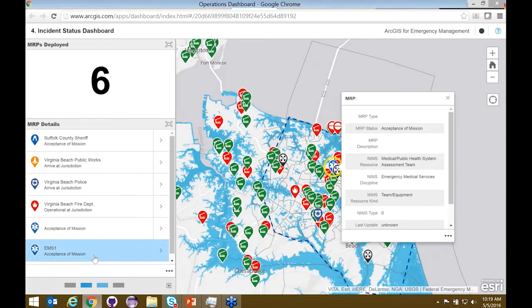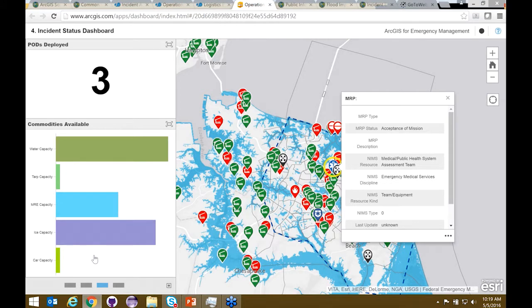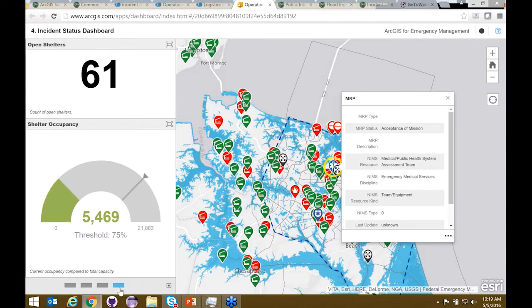The third piece is how are those commodities being utilized. So this is commodities that are available at the various points of distribution. We can see very specific information about capacity for each of those commodities as they're being provided and delivered throughout the community. The fourth piece is shelter occupancy. So again, looking at not only where the open and closed shelters are, but also how close are we to meeting capacity for the cumulative number of shelters in that area.